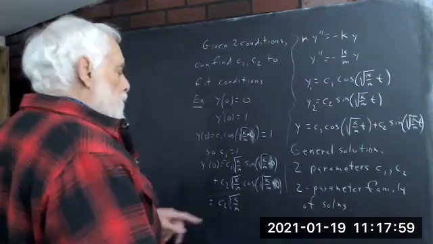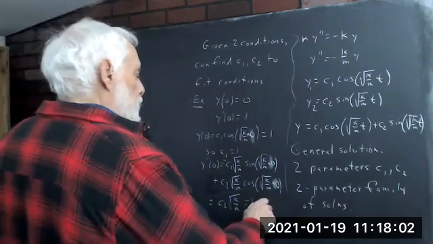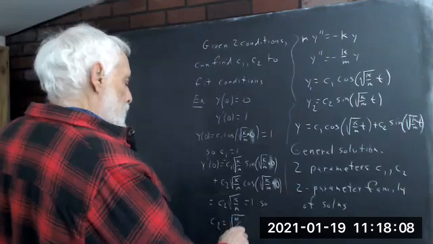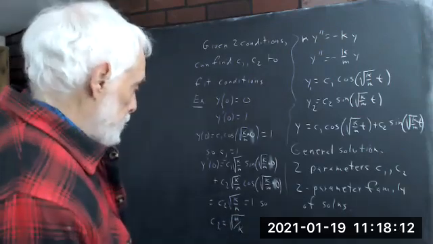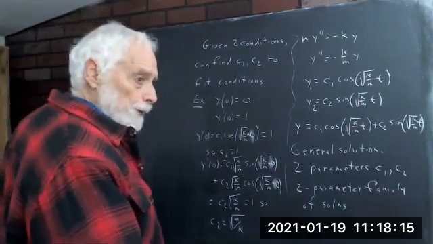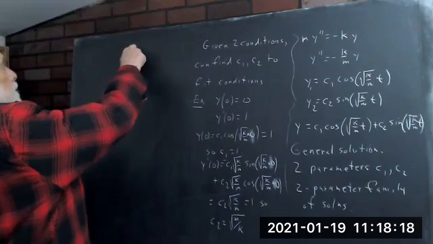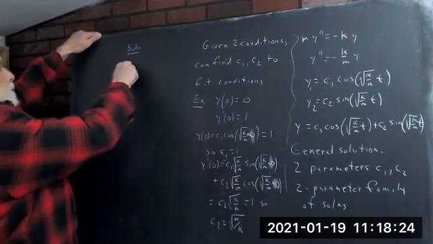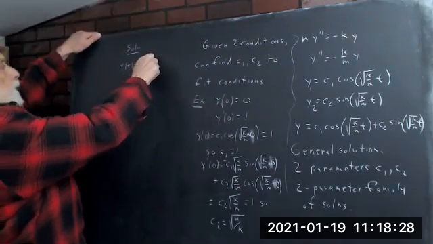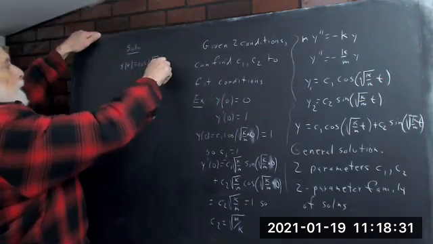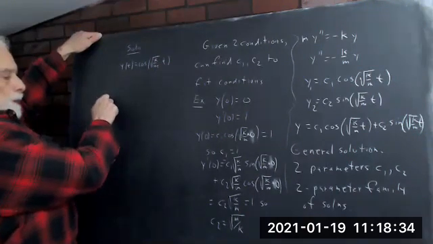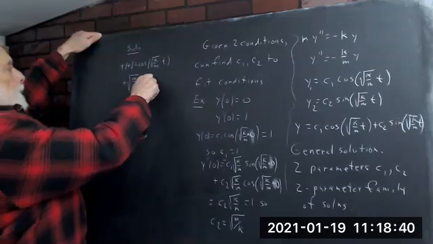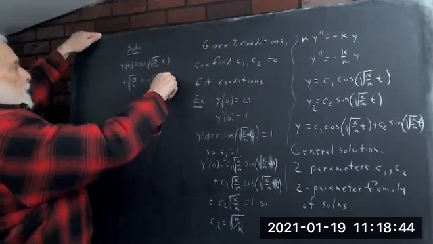So that's just C2 square root of k over m. That has to equal 1. So C2 equals the square root of m over k. And your solution now is y of t equals cosine of the square root of k over m t plus square root of m over k sine square root of k over m t.